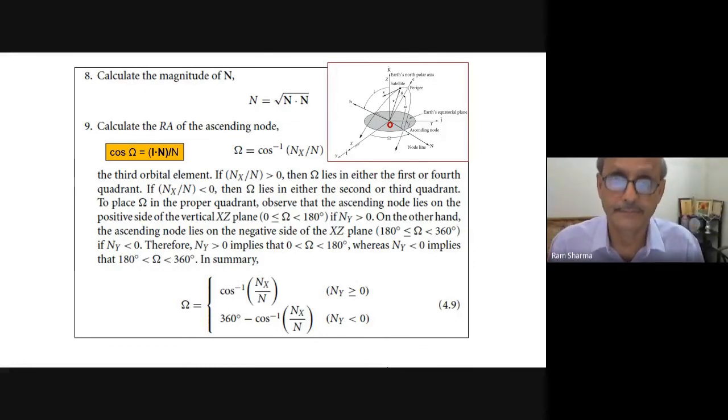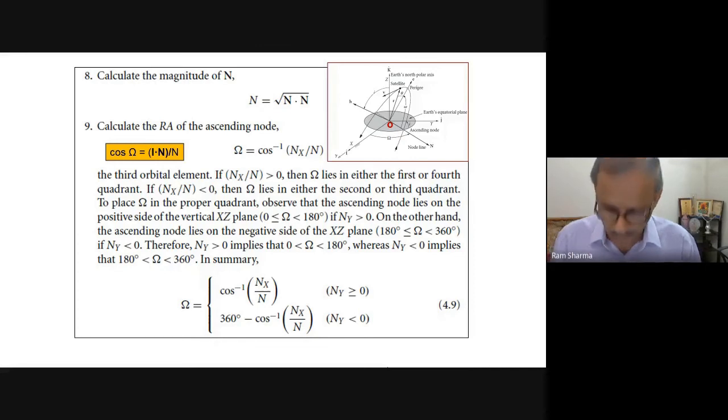The ny component. See, the n will have nx i plus ny j. Now, if ny is positive towards the j-axis, then your capital omega will be either in the first quadrant or second quadrant. But in case your ny is negative, then you are going to the other side. Then your capital omega will be in the third quadrant or fourth quadrant.